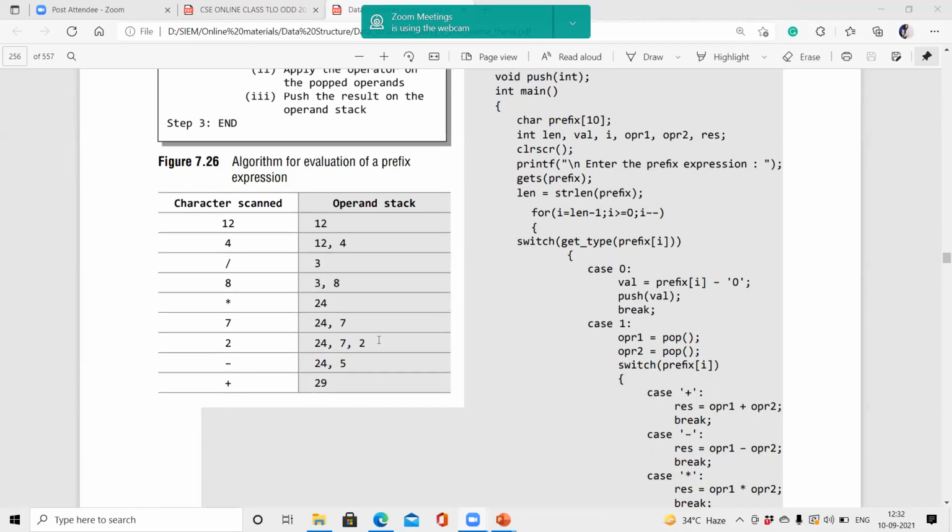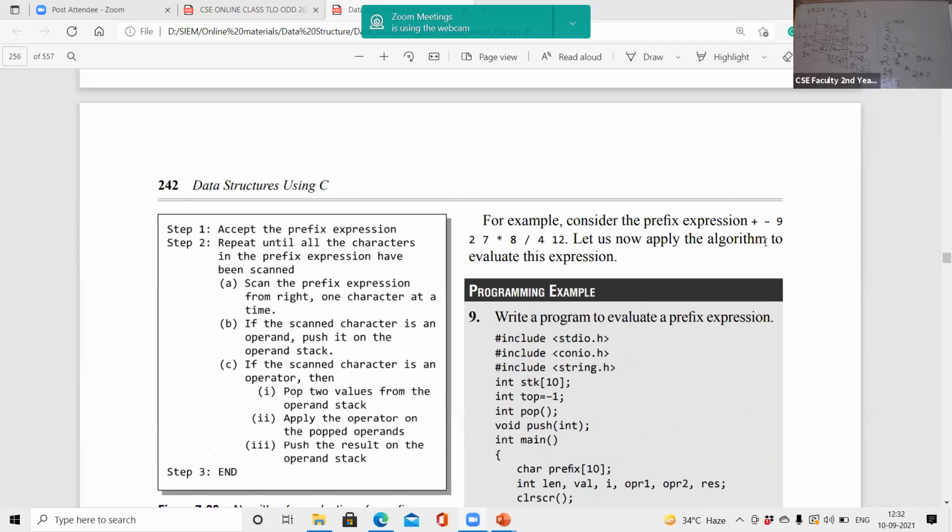Yes, ma'am. Okay, I'll share it, and you can write down this question, plus minus 9. It will be easy for you. The solution is already given in the PPT. I'll share it with you. So write down this question. This is evaluating a prefix expression.